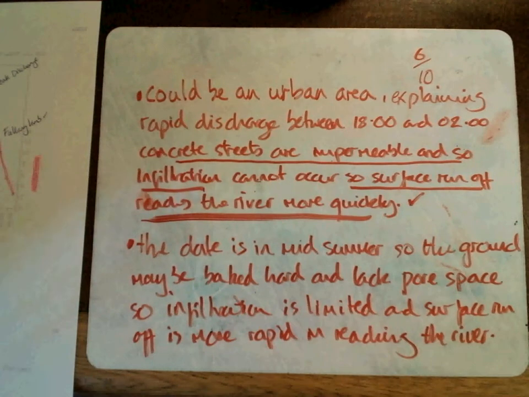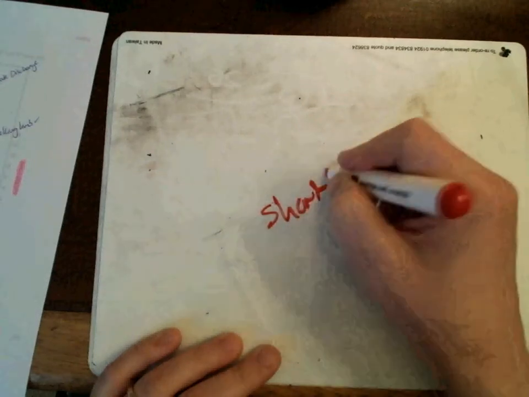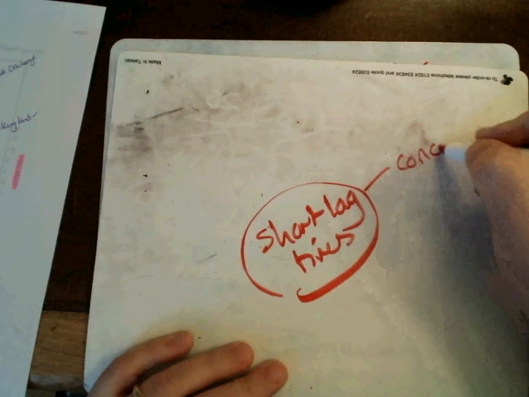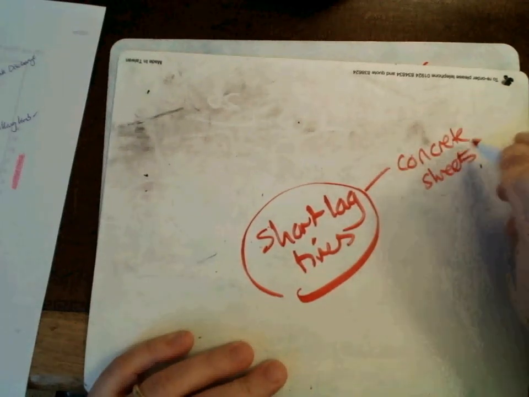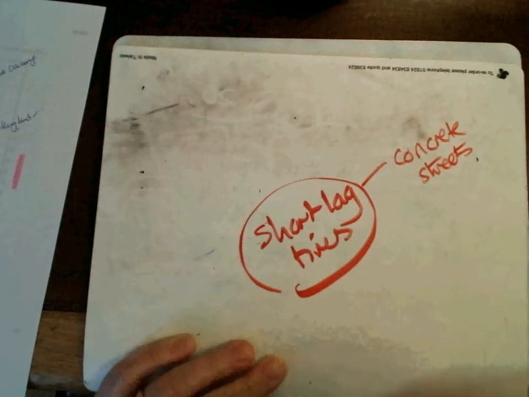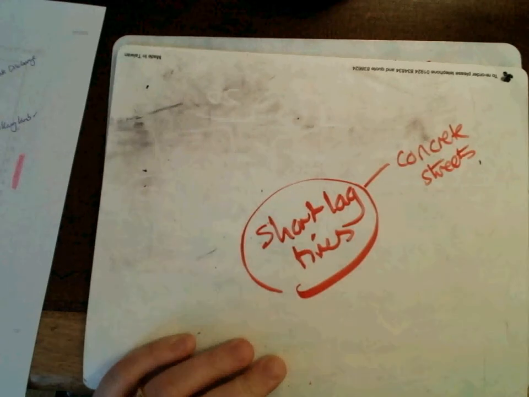I'm not going to go through every single long and short lag time reason because we'd be here for quite some time. Those are two good ones. What else could you talk about though? Well, for short lag times, the things that I would have revised and make sure I have an understanding of: 1. Concrete streets. If it's an urban area, then there are concrete streets, and it's just so easy to score a mark with that.